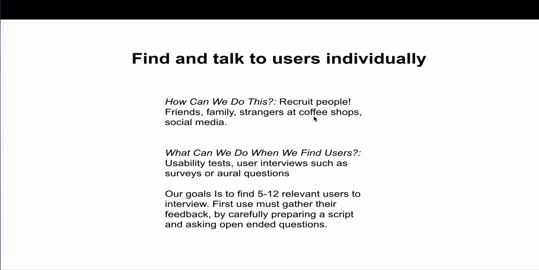When we find these users, this is when we're going to conduct usability tests or user interviews such as surveys or oral questions. Our goal is to find 5 to 10 relevant users to interview. First, we're going to gather their feedback by carefully preparing a script and asking open-ended questions. One good thing to do is make sure that the users you're interviewing are good representatives of the product you're working on. You want to make sure that they have the correct background before you interview them. This can be done through a survey or just through talking to them beforehand.